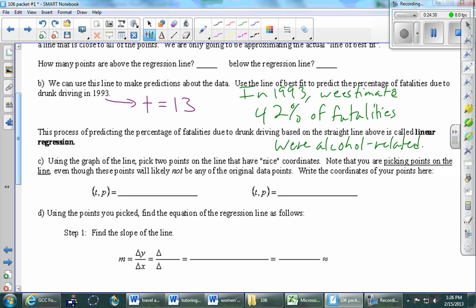Everybody okay estimating from the line? Everybody okay with the sentence? All right. Move on to Jenny. This process. Okay, thank you. Glenn, C.